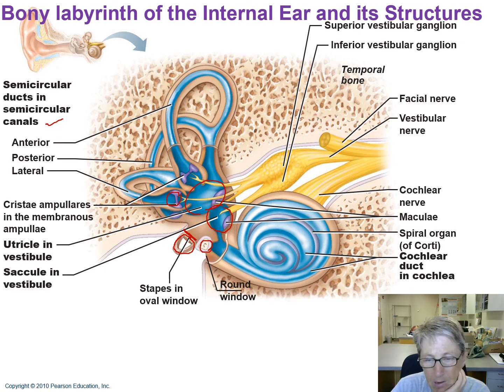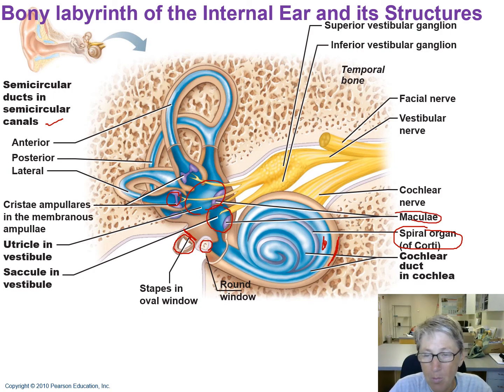And then the cochlea, we haven't really talked about the cochlea yet, but this cochlea is the unit of hearing. So there's the tan stuff, that's the bone. The blue stuff, that's the duct within the bone. And so there's a cochlear duct. And then within the cochlea is this thing called a spiral organ of Corti. That's where you house the receptors for hearing.